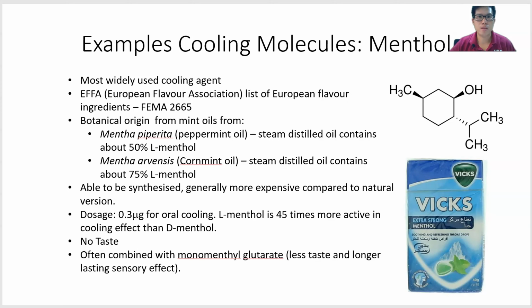Examples include menthol. Menthol is a very widely used cooling agent, and you can see it in a lot of products already. The Flavor and Extract Manufacturers Association lists it as a flavor ingredient, FEMA 2665. It originates from peppermint oil and corn mint oil, and both can be obtained by steam distillation. Peppermint oil gives about 50% L-menthol, while corn mint oil gives about 75% L-menthol.